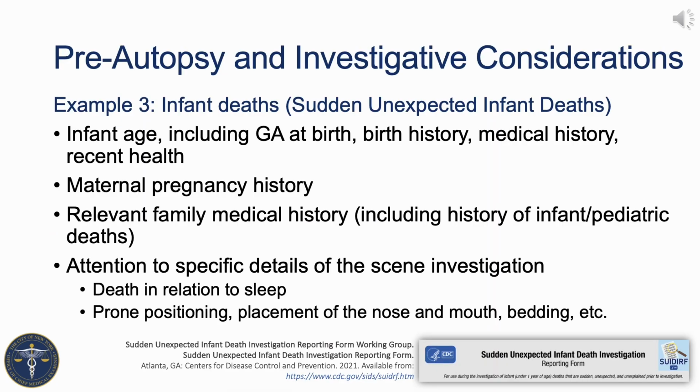The third example for pre-autopsy and investigative considerations is the approach to sudden, unexpected infant and childhood deaths. These are some of the most challenging cases which forensic pathologists are tasked with working up and may benefit tremendously from molecular genetic testing. There are resources which can help medical examiners and their medical legal investigators to develop a standard operating procedure for approaching infant and pediatric deaths.